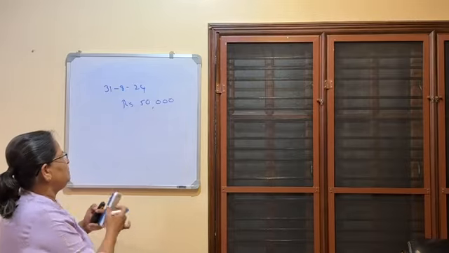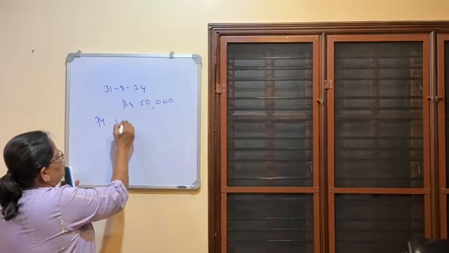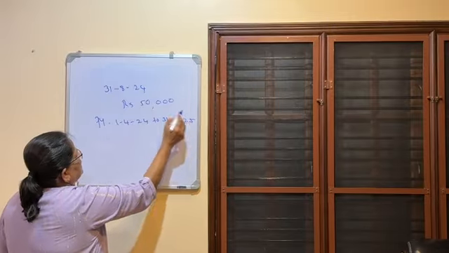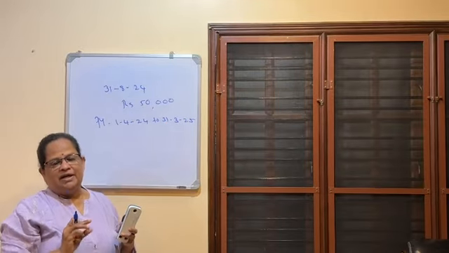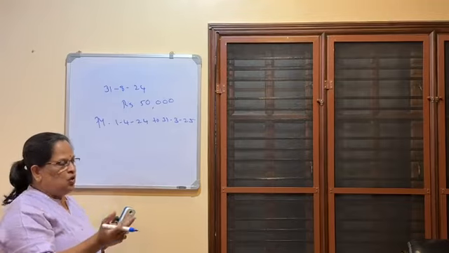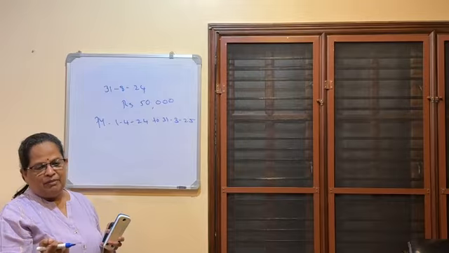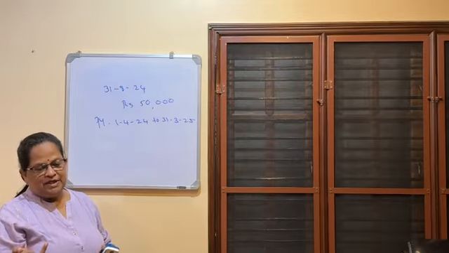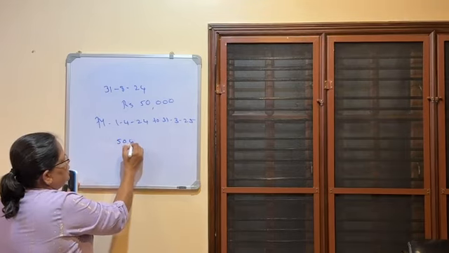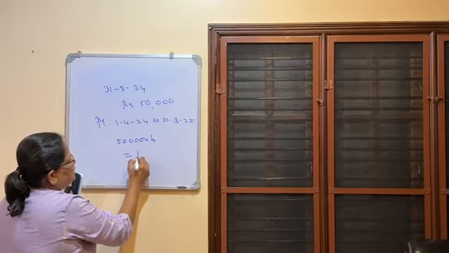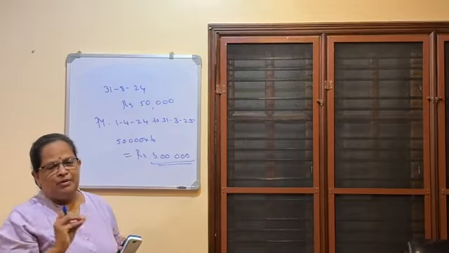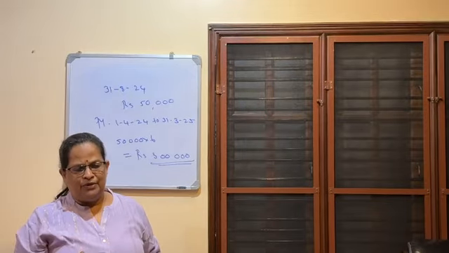So how many months will he get pension? Your previous year is 1/4/24 to 31/3/25. He retired on August 31st. September he will not get, because pension is payable on the 1st of the next month. So October, November, December, January, February, March: 6 months pension he will get. He has not commuted, that means full pension he is getting: 50,000 into 6, rupees 3 lakhs. It's fully taxable because it is uncommuted pension. So this is the first computation.